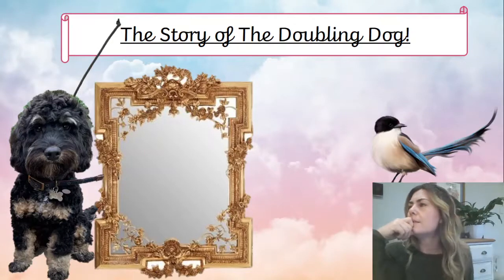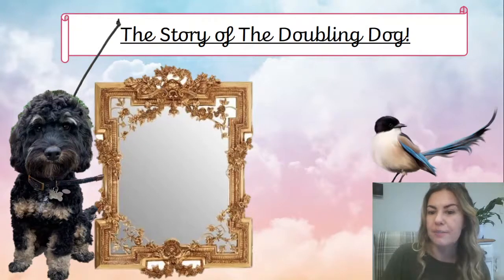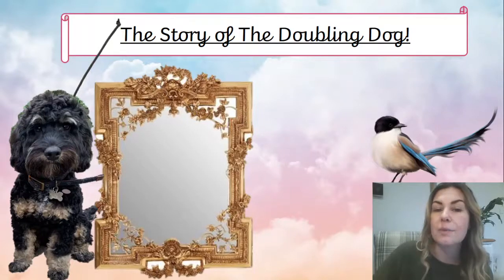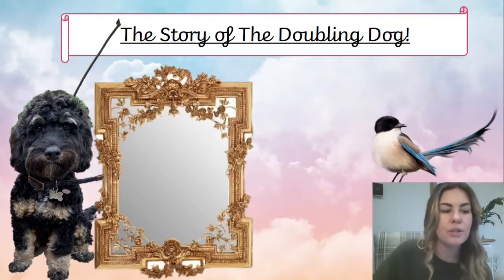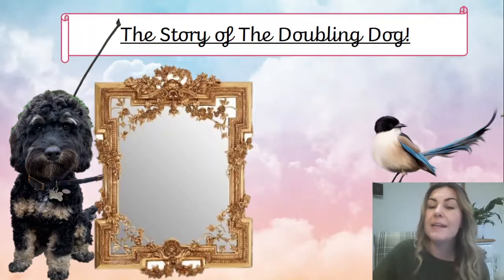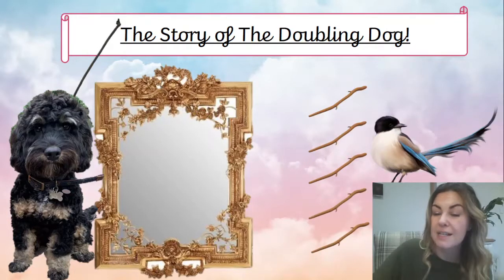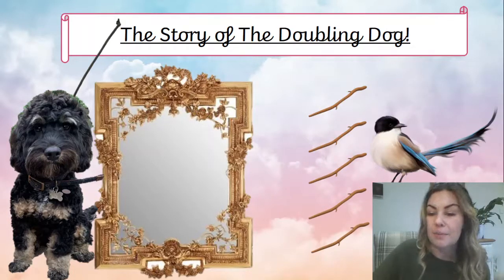Freddie thought long and hard about this. He thought, I know what I could do with. I have been collecting sticks for my nest and I could really use some help finding more sticks. Mochi said, no problem. Grab all the sticks you've got and put them in front of my mirror. So Freddie did that. He had 1, 2, 3, 4, 5 sticks. And he put them in front of the mirror.